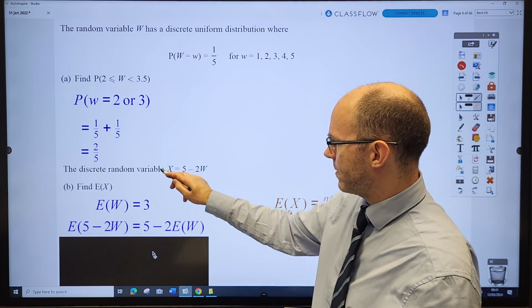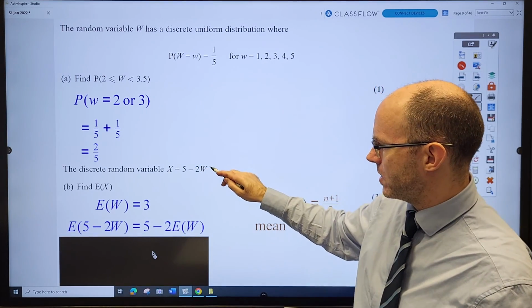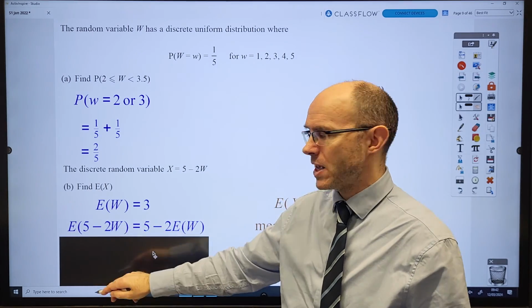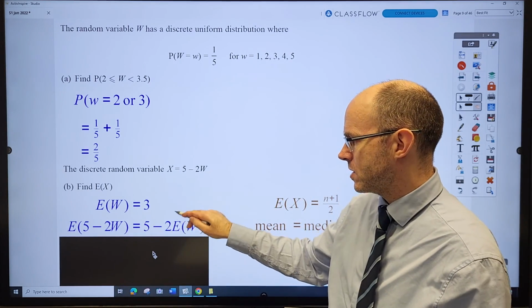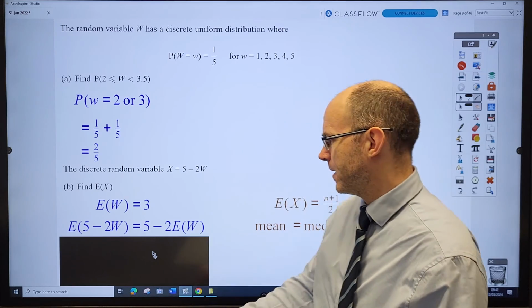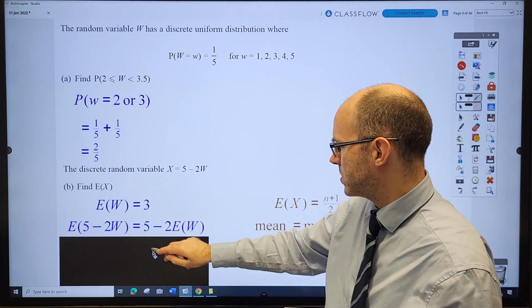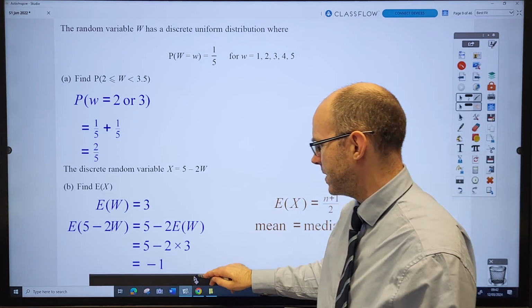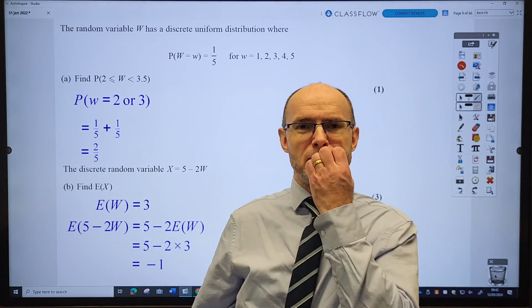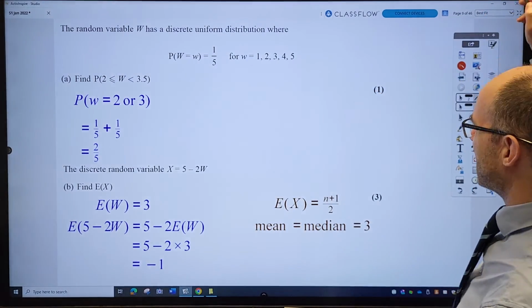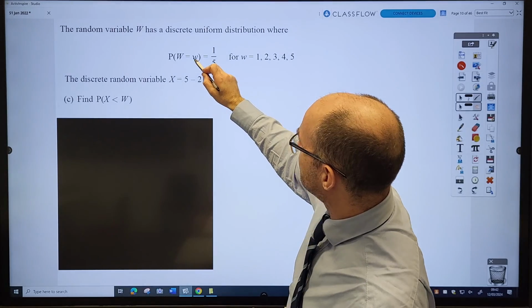What we need to do is work out the expected value of this. So 5 minus 2W, and that's just the same as 5 minus 2 times the expected value of W. Okay, and since we know that E of W is 3, you get 5 minus 2 times 3 equals -1. Okay, bellissima! Next.